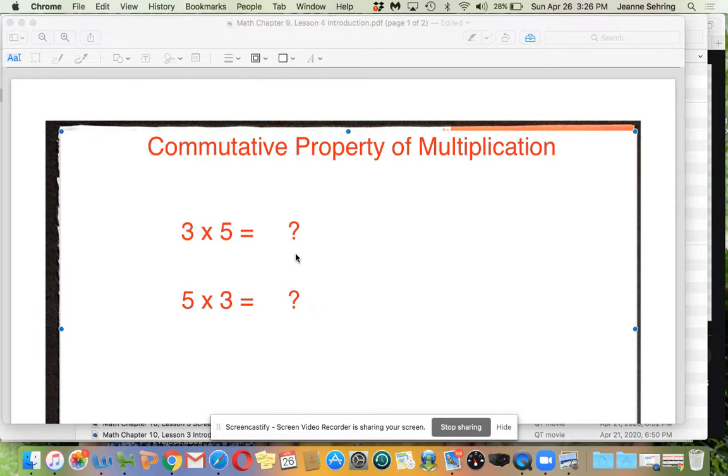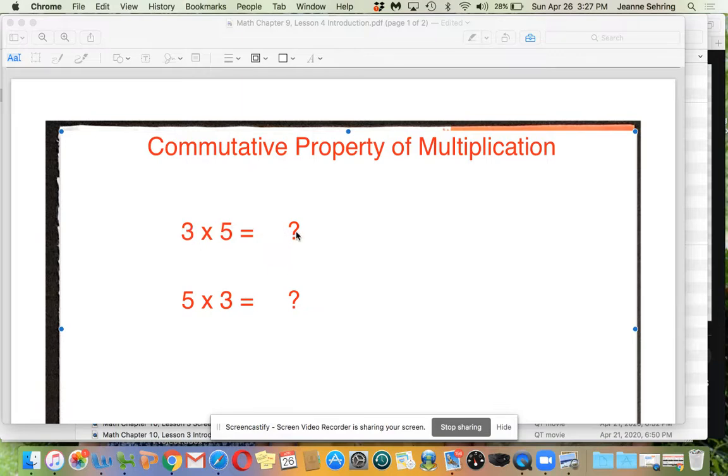Okay, so for just a minute, we're going to review something that we talked about when we were still in school. We talked about the commutative property of multiplication quite a bit. If you recall, this is what it means. It doesn't matter if you change the order of the factors from 3 times 5 to 5 times 3, the answer stays the same. So it doesn't matter what order the factors are in, the product will be the same.